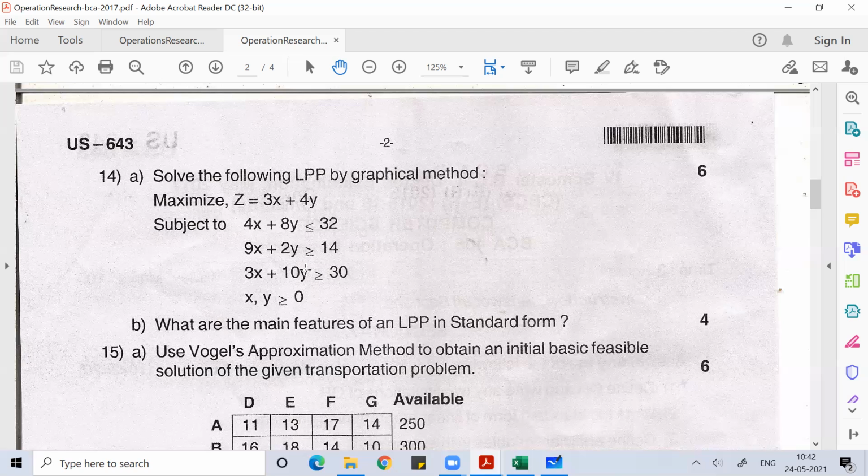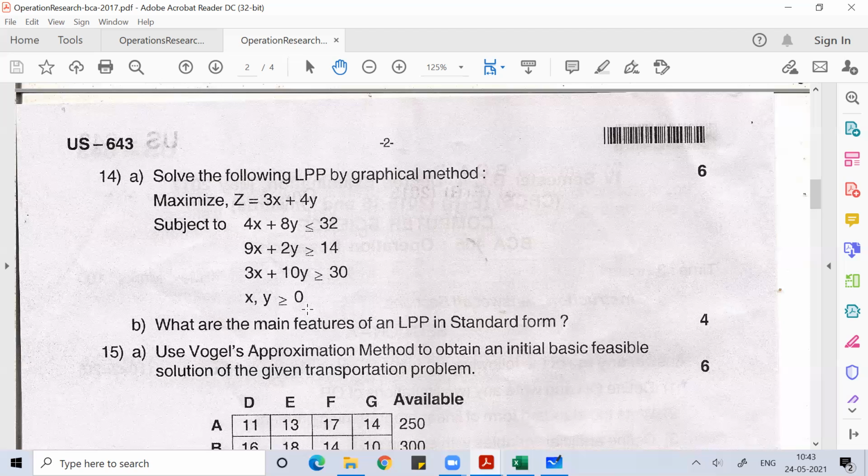Whatever constraints we have, they can be based on minima or maxima, where we use the concept of inequality to write our constraints. Ultimately, at the end, we write our non-negativity restrictions, where the variables which we define as decision variables in our given LPP problem should be greater than or equal to 0. So we learned already how to formulate an LPP problem.